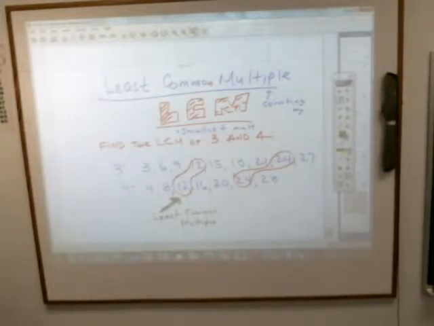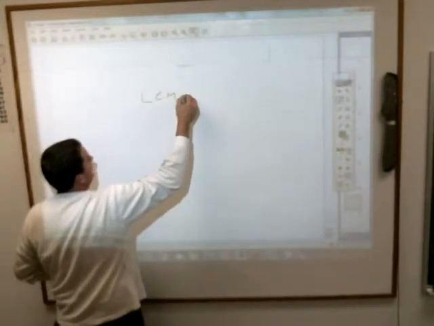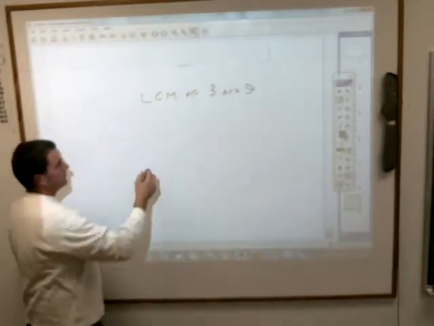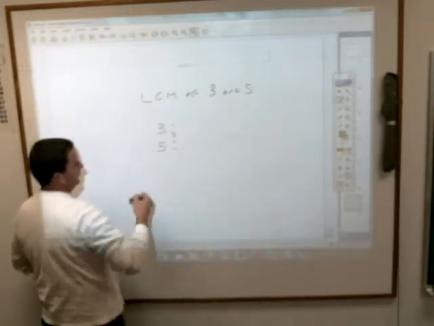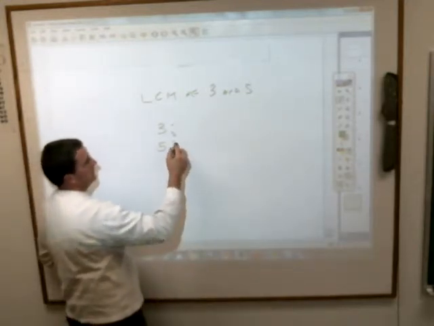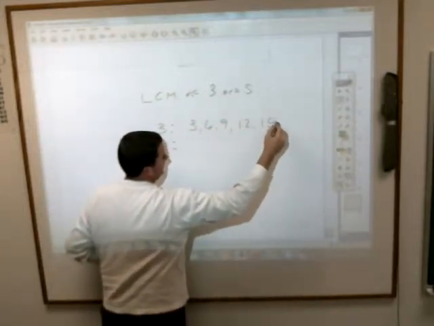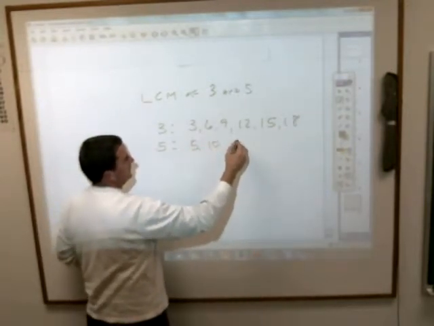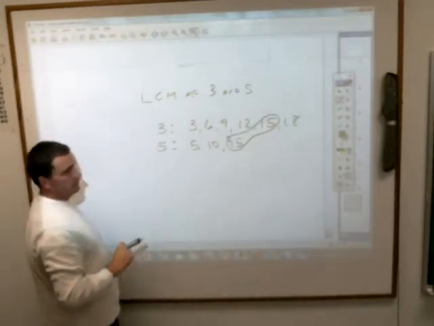For example, they say the least common multiple of 3 and 5. LCM of 3 and 5. So you write it down, and I need to see this, people. Eventually you'll be able to just tell me what it is, but multiples of 3 and 5. Multiples of 3 are 3, 6, 9, 12, 15, 18. Multiples of 5 are 5, 10, 15. Once you get to the common multiple, you can stop. The least common multiple is 15.